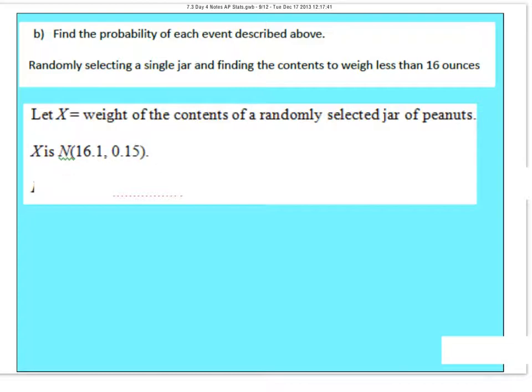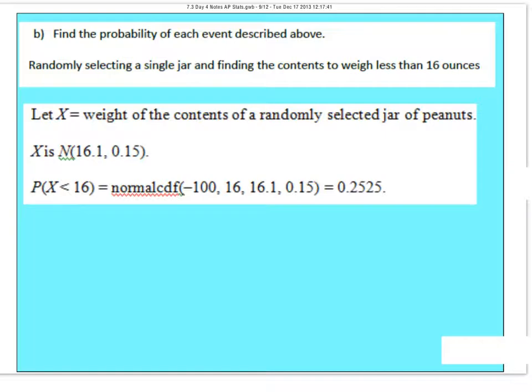We want the probability that it is less than 16 ounces. So I'm going to do a normal CDF from my lower bound to my upper bound with the mean and standard deviation. And I get that the answer is 0.2525. So there's a 25% chance of getting a jar less than that. Now remember, we hypothesized that this one is going to have a higher probability than the 10 jars. So let's look at a sample of 10 jars.